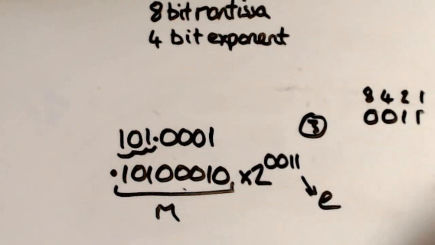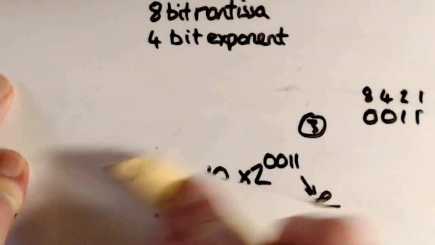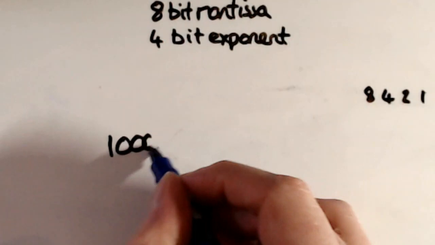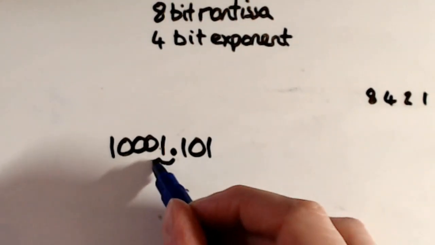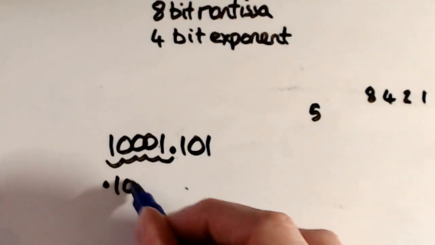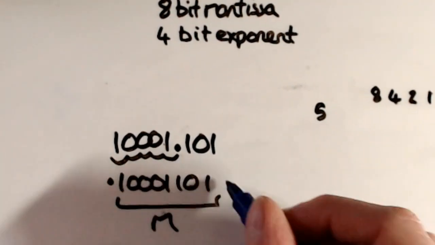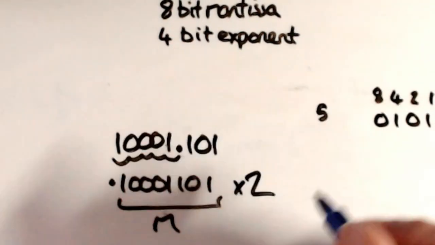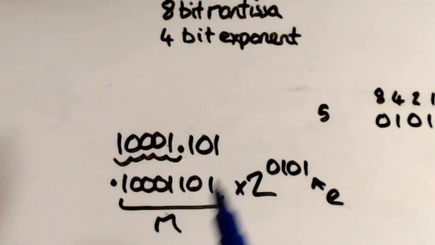And last but not least, it's just practice with these. Alright, so 1, 0, 0, 0, 1, 1, 0, 1. Going to move this 1, 2, 3, 4, 5. So we're going to have to represent 5. So we end up with 1, 0, 0, 0, 1, 1, 0, 1. That's 8 bits, so that's your mantissa there. Times 2, we're going to have to represent 5, so that's a 0, 1, 0, 1. 4 plus 1 is 5. And that's your exponent.